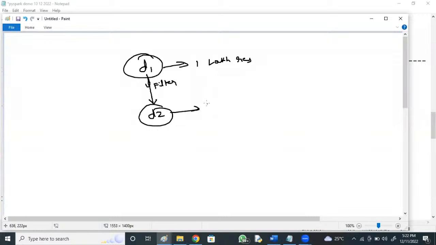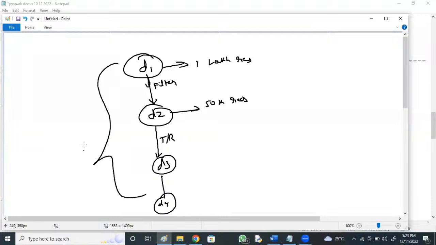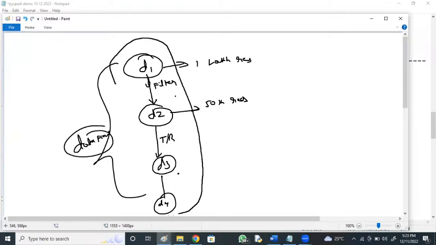D2 has some 50K records only, because some records got filtered. On this D2, I'll perform another transformation, and you will get D3. From D3 you get D4 through some filtering, mapping, grouping, aggregating, sorting operations. This is your entire data flow. Finally, the result D4 should be collected, right?